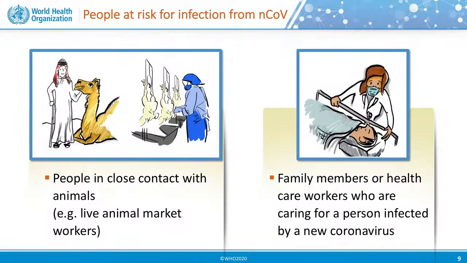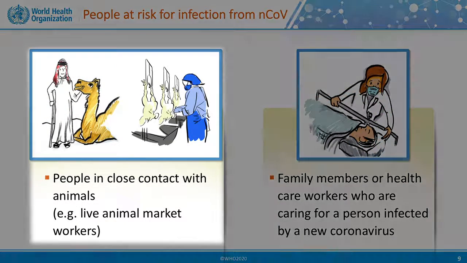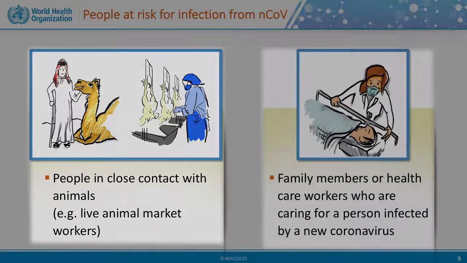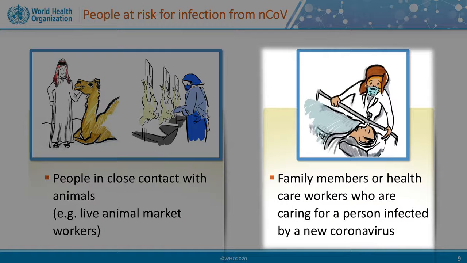So people at risk for novel coronaviruses are individuals who are exposed to the animal source, such as people who are in close contact with animals, such as working in a live animal market. Other people who are at risk for infection from human to human transmission are family members or healthcare workers who are caring for a person infected with a new coronavirus.